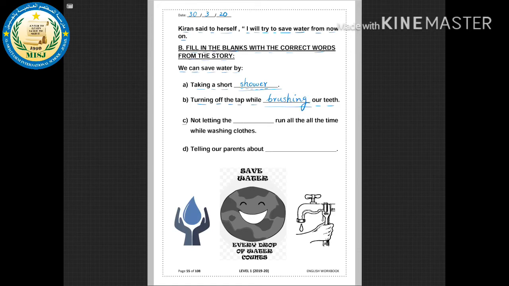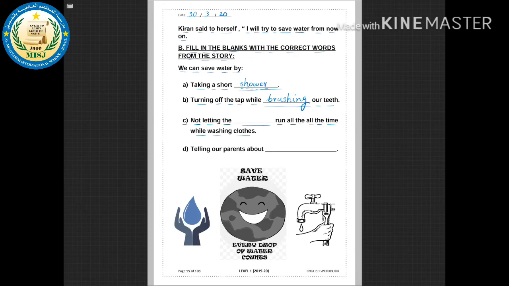Part C, let's read. Not letting the dash run all the time while washing clothes.